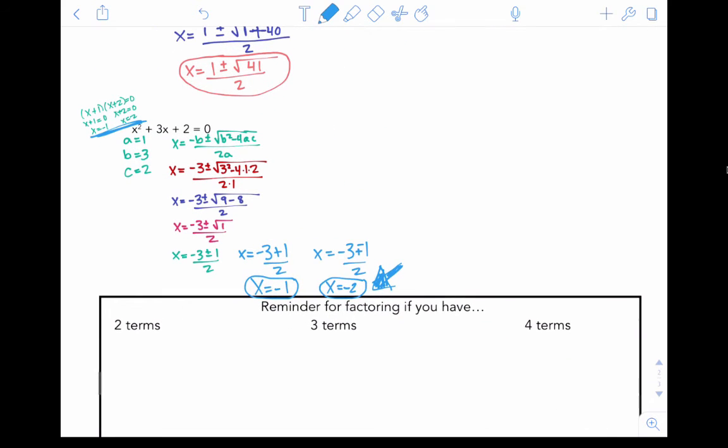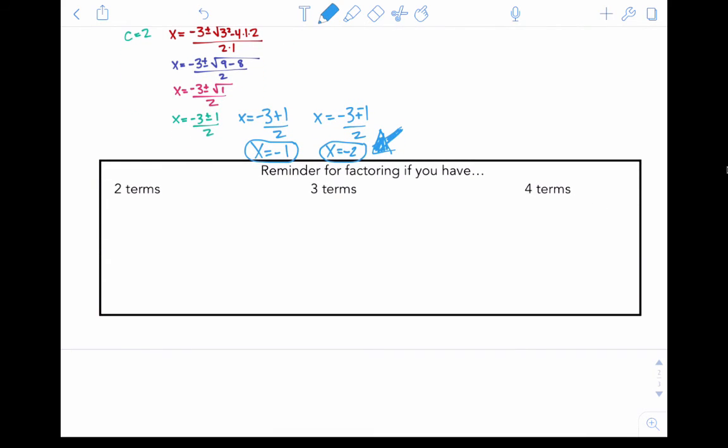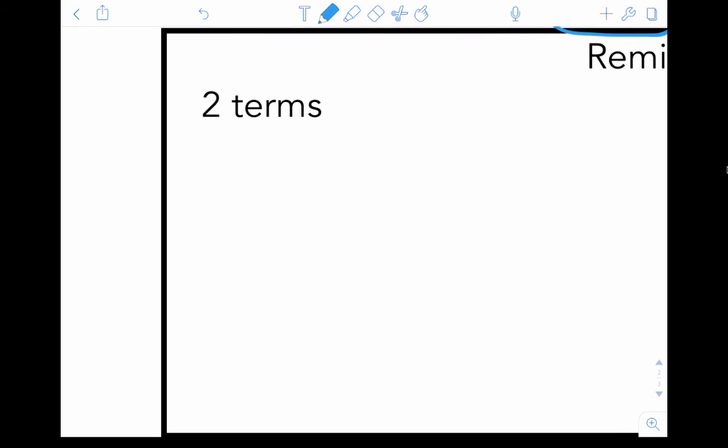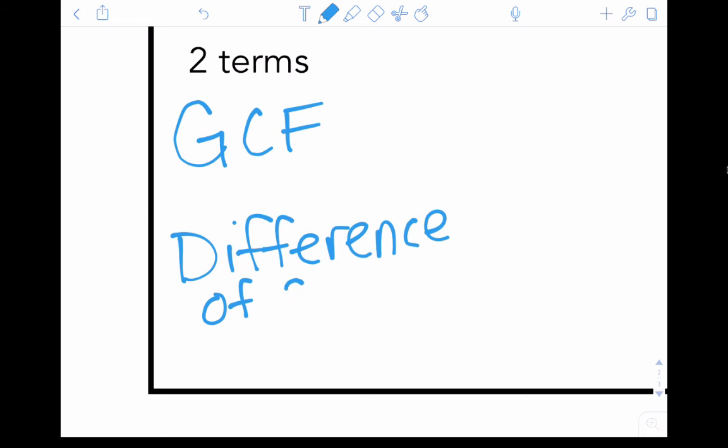All right. So before we finish these notes, I just want you to think about these a little bit. Little reminders for factoring. So if you have two terms and you need to factor, you have two options. Your first option is to use GCF, greatest common factor. Your other option is difference of squares. So you're going to have to notice when to use each of those.